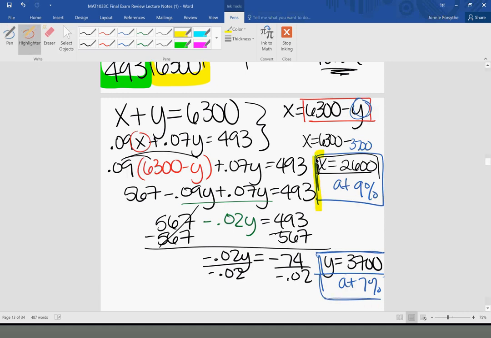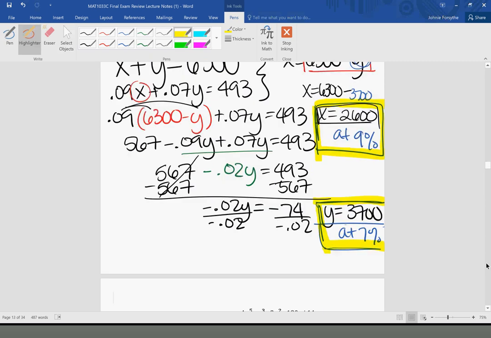But it's super important that you pay attention and label your variables. Make sure in a word problem you know what your variables represent. Because if you said the opposite, let's say you forgot or didn't have written down somewhere if x was for the 9% or the 7%, then you would get the problem wrong. You did all your work right and solved it correctly, you just didn't remember what the x was for and the y was for. Okay?